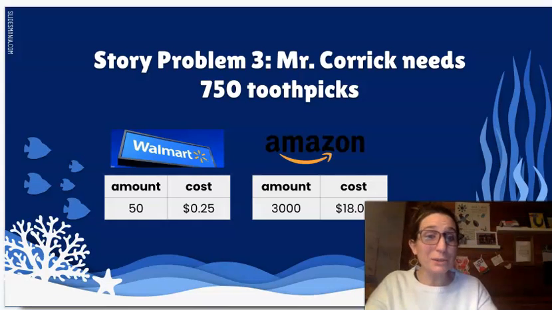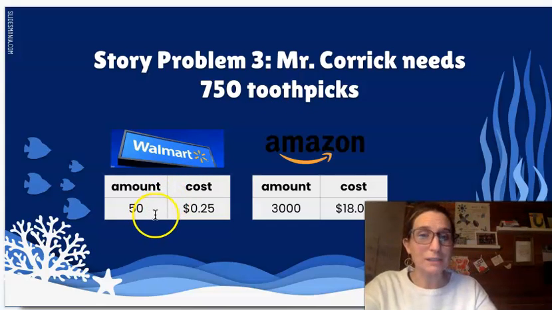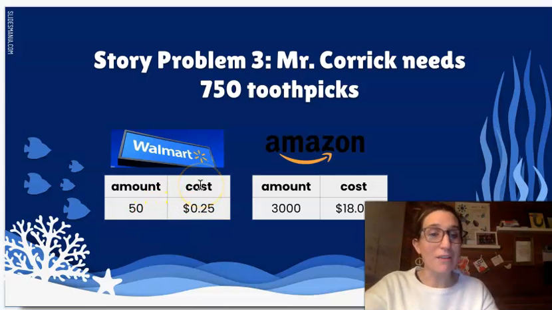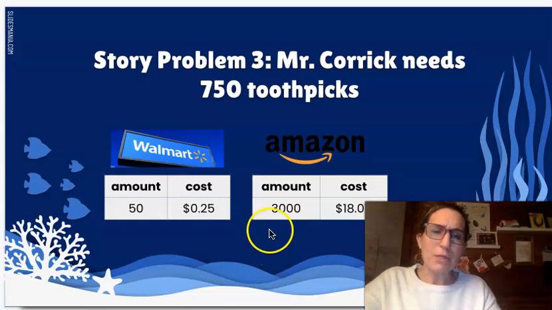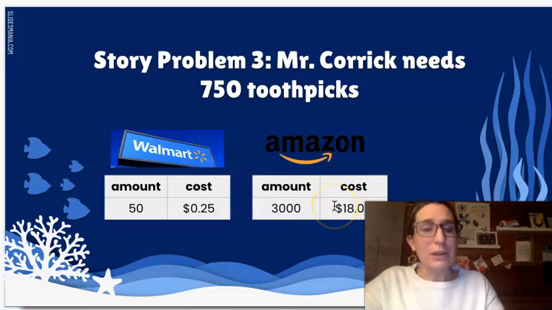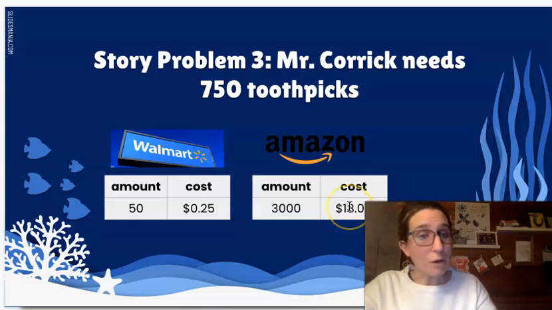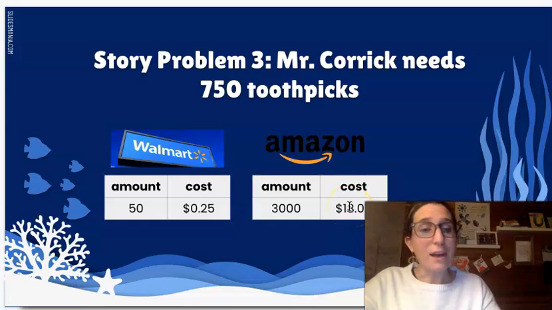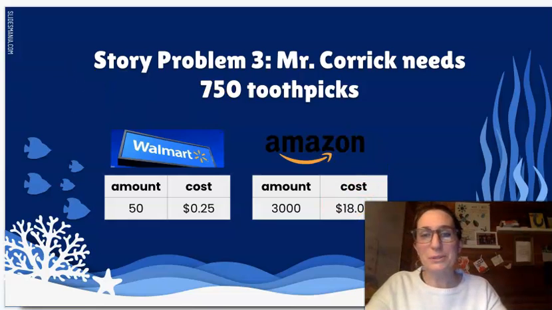Okay, so let's do another story problem. Mr. Cork needed to buy toothpicks for an upcoming science experiment, and he checked the price at Walmart, and he could get 50 toothpicks for 25 cents. Wow, that's an incredible deal. But then he went on Amazon and the price there was 3,000 for $18. And if that was a better deal, maybe he was going to buy the 3,000 because that is something that we might use again in the future. So let's use a ratio table to compare the price of those.